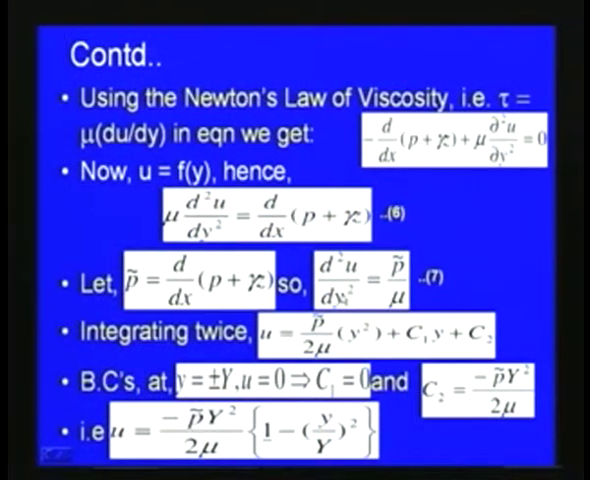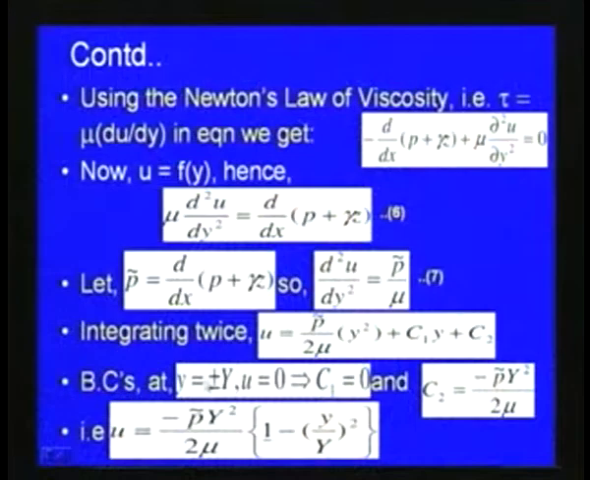Now for this particular case we have the boundary conditions. The flow is between two parallel plates. On the top as well as the bottom, where the fluid touches the plate, we can assume the velocity is 0. So, we get two boundary conditions: at y is equal to plus or minus y, u is equal to 0. So, we get C 1 is equal to 0 and finally, we get C 2 is equal to minus P tilde y square by 2 mu.